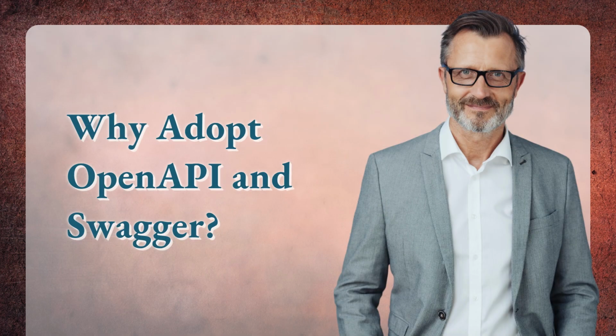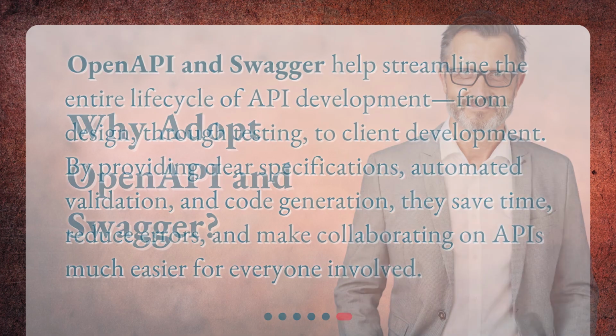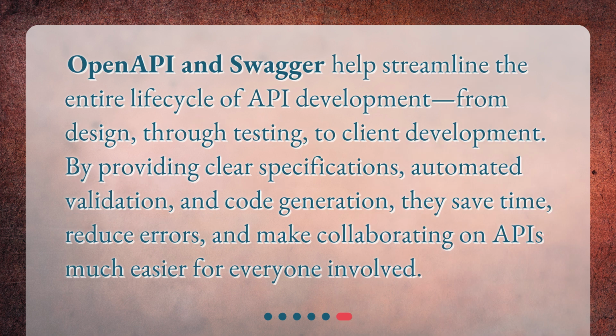Why adopt OpenAPI and Swagger? OpenAPI and Swagger help streamline the entire lifecycle of API development, from design through testing to client development. By providing clear specifications, automated validation, and code generation, they save time, reduce errors, and make collaborating on APIs much easier for everyone involved.